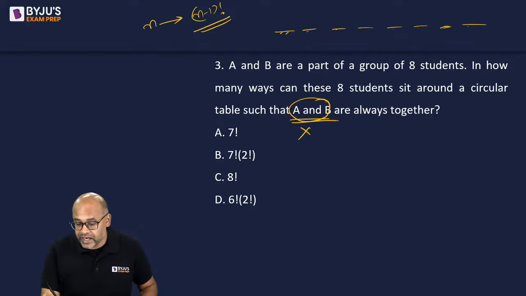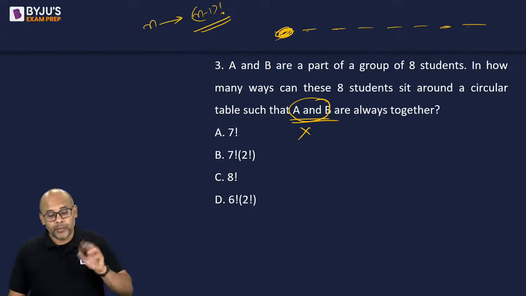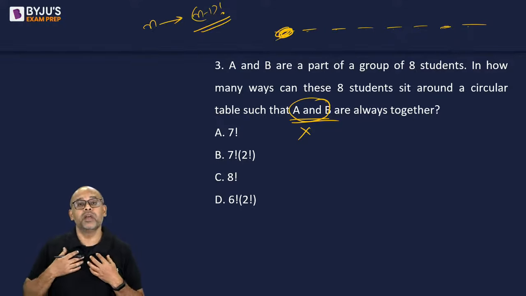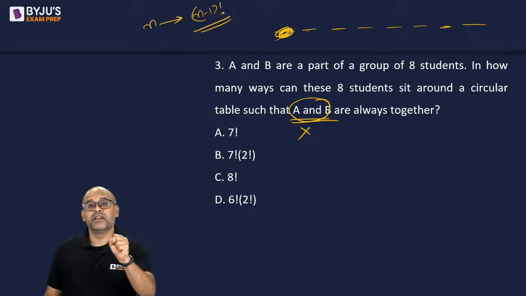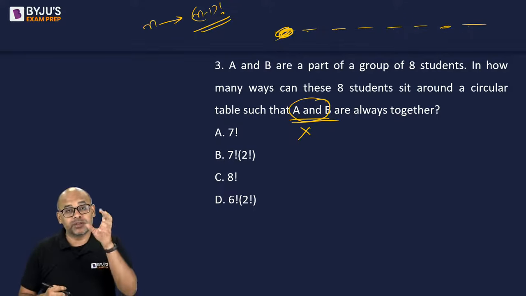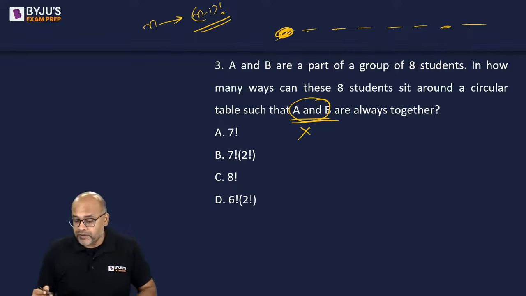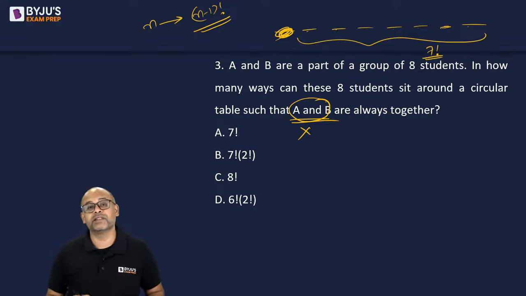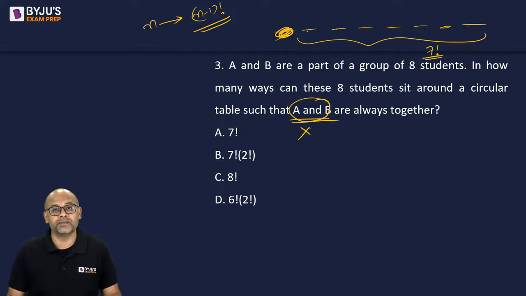Now instead of saying 8 people, I will say there are only 7 people, because I'm combining A and B into one person called X, and the remaining 6 people are there. So totally I have 7 people now. Now this X, wherever I make it sit, will always be together. A and B will always be together because it's a part of X now. So now I will say they will sit in 7 factorial ways in 7 places.